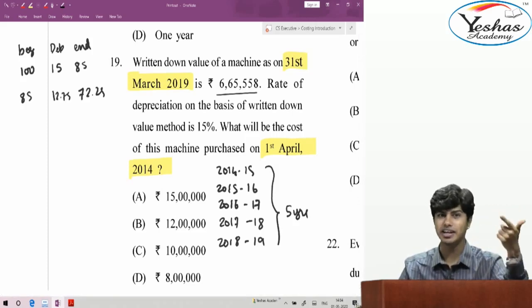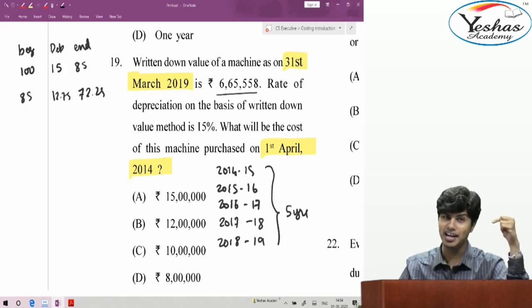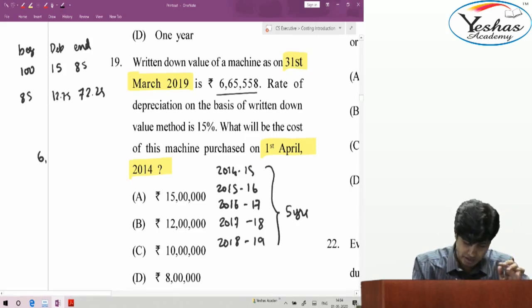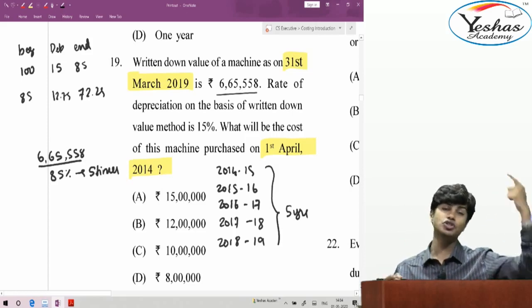So how much is 100%? If you divide by 85%, you will get fourth year's value. If you again divide by 85%, you will get third year. Again divide by 85, you will get second year. Again divide by 85, you will get first year. So basically, 6,65,558 should be divided by 85% 5 times. If you divide by 85% 5 times, you will get the original cost of that particular asset.